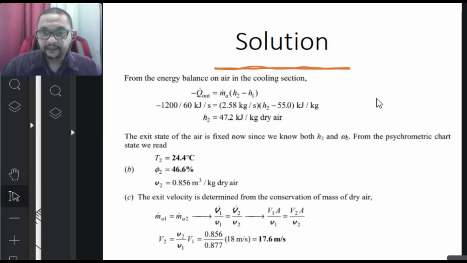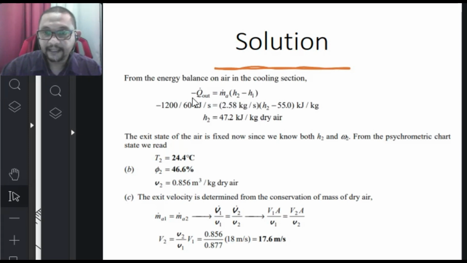Then to find H2, the specific enthalpy at point 2, or at the exit of the cooling process, we use the energy balance on the air in the cooling section. Using the equations of energy balance, neglect the potential energy and the kinetic energy, and also remember to neglect the work of the fans of the system. So Q dot out is equal to m dot (h2 minus h1).